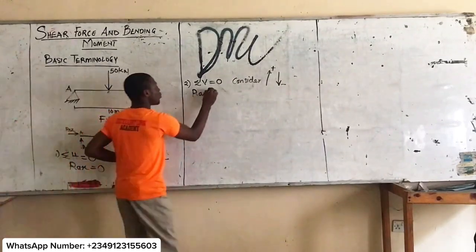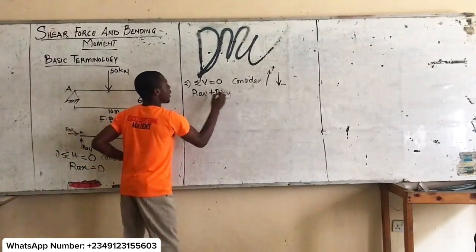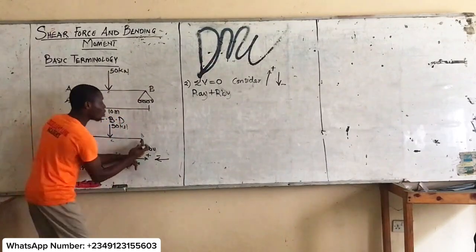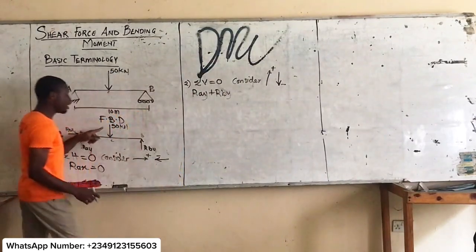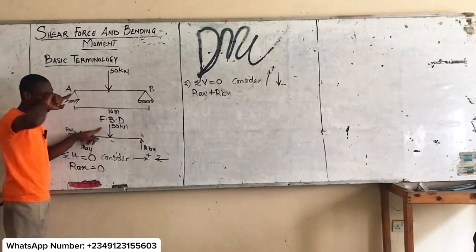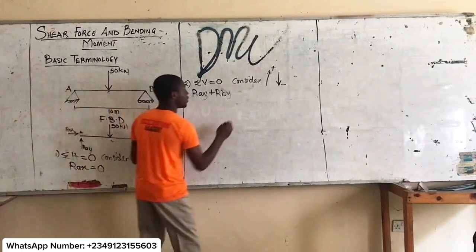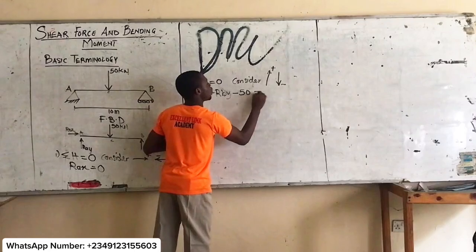R-B-Y. That becomes plus R-B-Y. Why did it become that? Going in the positive direction, that's like the plus here. What's next? This one, Abi? Downward. What will it be? Minus 50 kilonewton. Minus 50 equals what? 0.